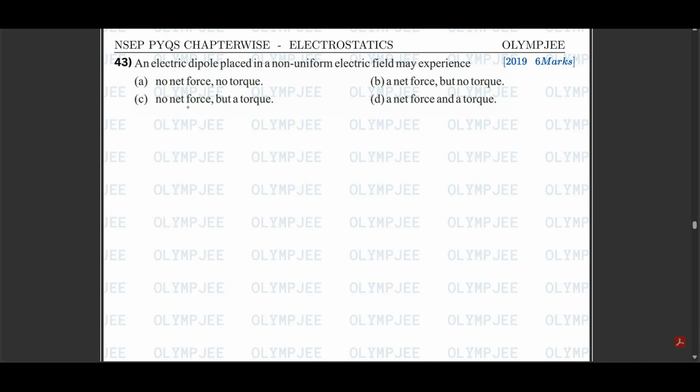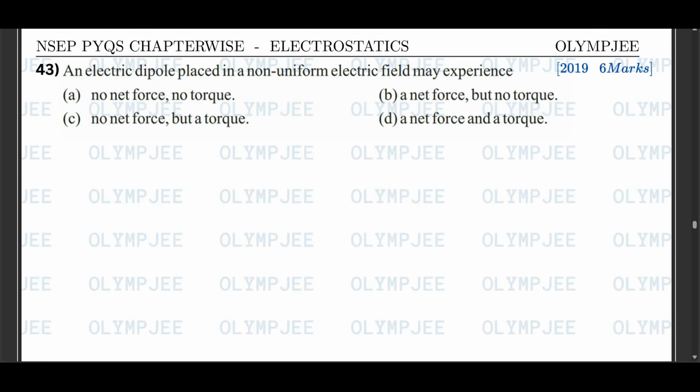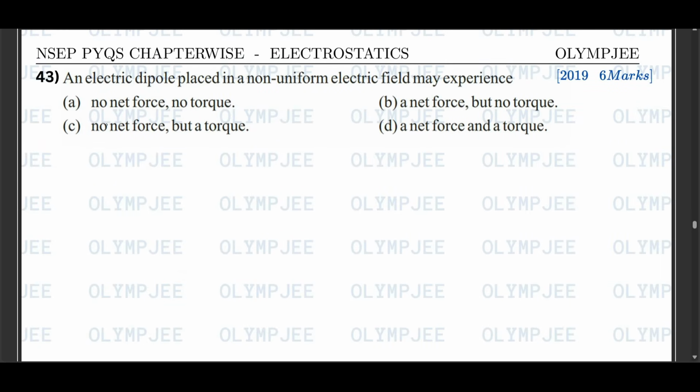Question 43 says that an electric dipole placed in a non-uniform electric field may experience. So a dipole is placed in a non-uniform electric field and we have to comment on force and torque. So let us check option by option. Let us first check option A. It says no net force and no torque. So let us check. When the field is uniform, then no net force and no torque is possible when the dipole is aligned parallel to the electric field.